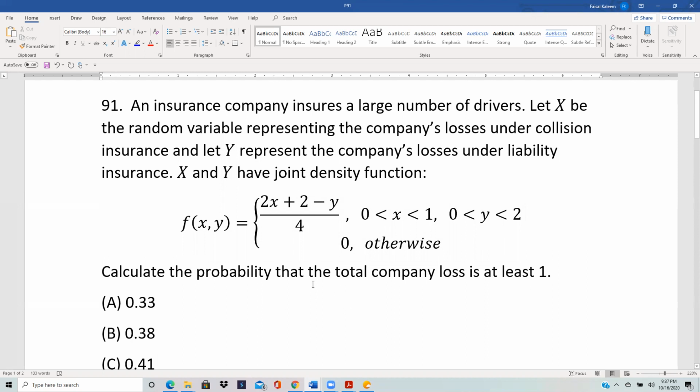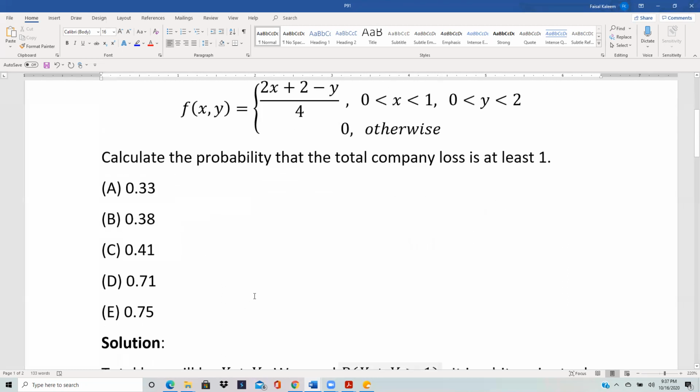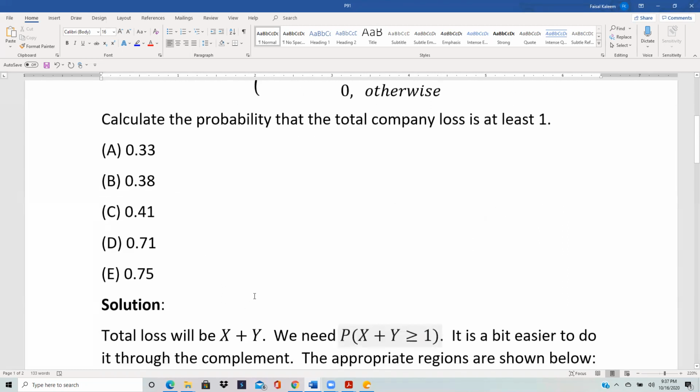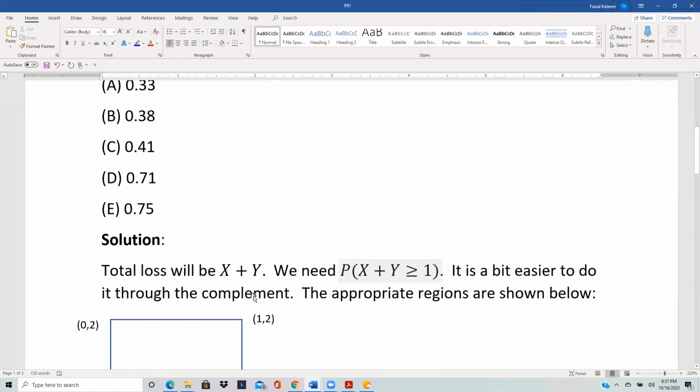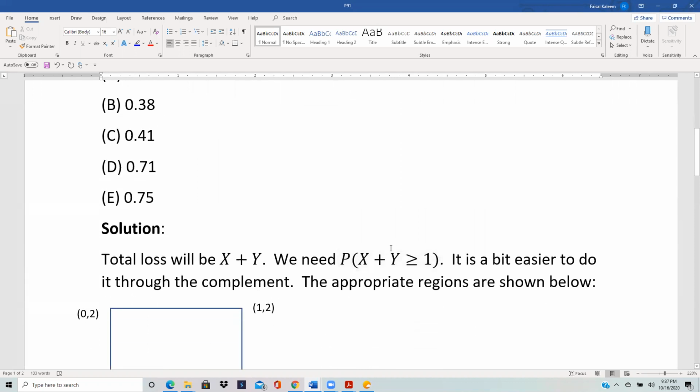So the total loss will be X plus Y, because X is one kind of loss and Y is the other kind of loss. So the total loss will be the sum of the two. And we want that probability to be at least 1, which means greater than or equal to 1. Now, the double integration is a bit easier if you do the complement, X plus Y less than 1. So that's what we will do.